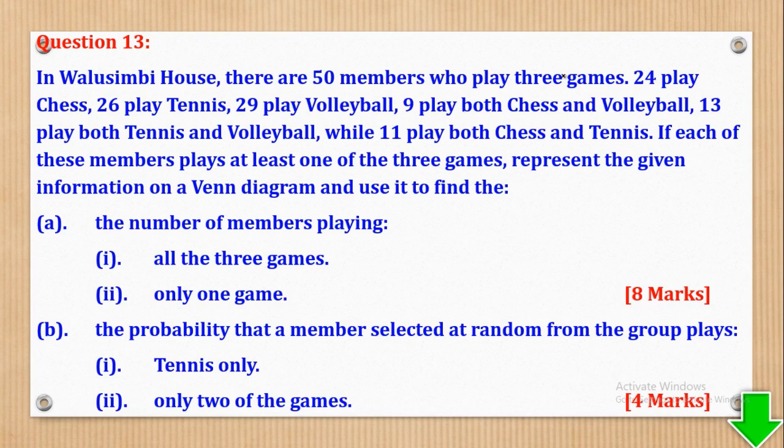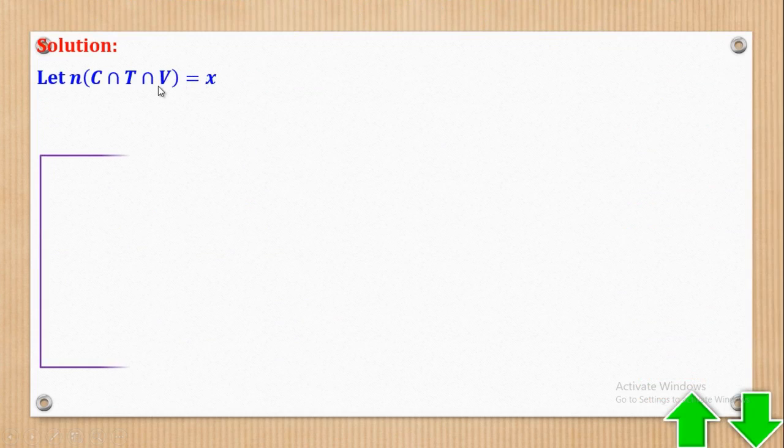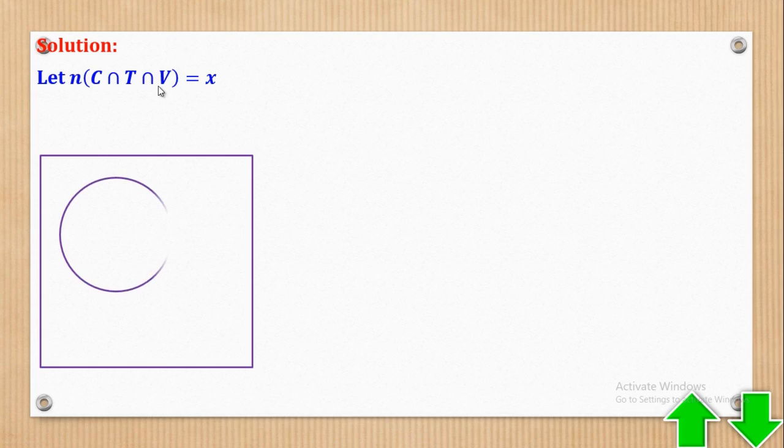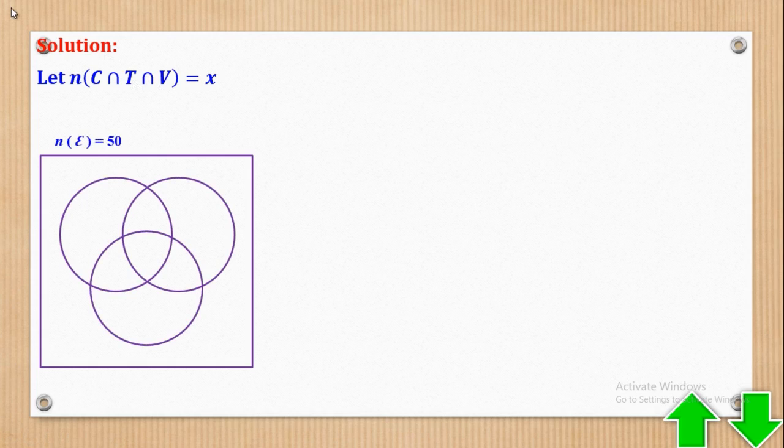So here we are told that 24 play chess, 26 play tennis, and 29 play volleyball. So let's first represent those on a Venn diagram. Let the intersection of all be x, therefore our 3 sets will be drawn as shown. First we know that the total number of members is 50, therefore the universal set will be 50. Then for those who play chess, volleyball and tennis, we shall put them there. 24 play chess, 26 play tennis, and 29 play volleyball.